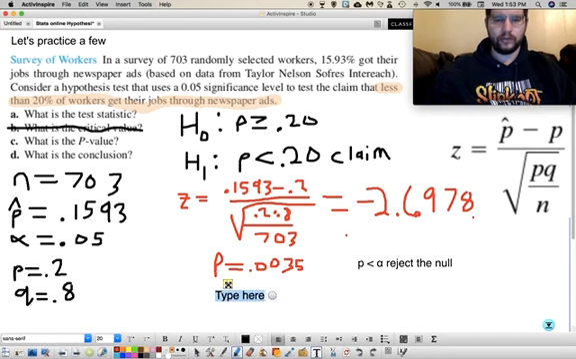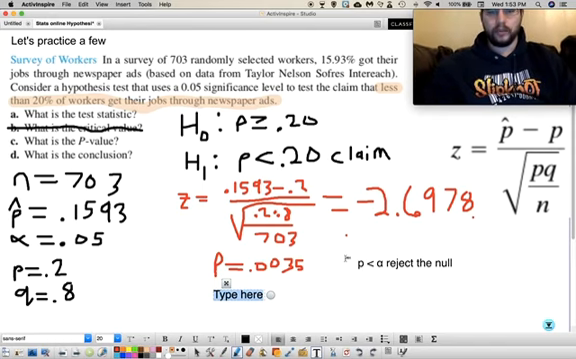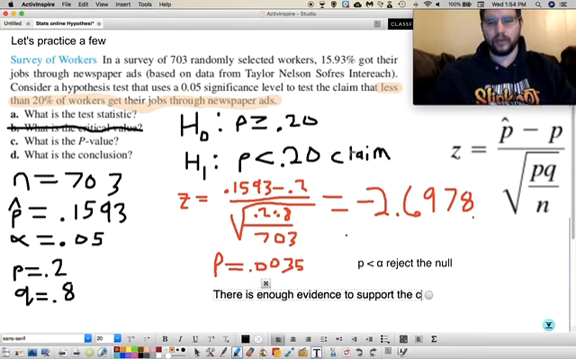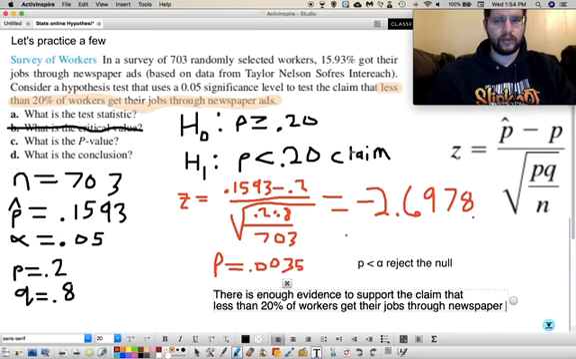Now we can write our final conclusion. P is less than alpha, reject the null, and the alternative was our claim. So there is enough evidence to support the claim that less than 20% of workers get their jobs through newspaper ads.